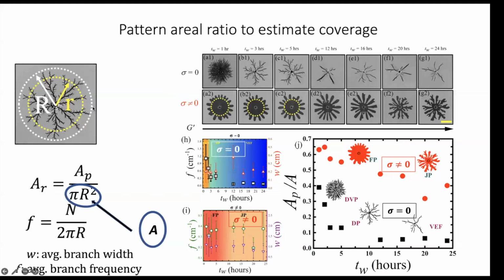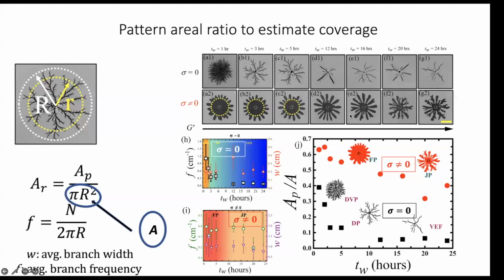We've also looked at this annulus here between the radii small r and big R, and we've calculated two other parameters. One is the average width of the branches in this annulus, and the other is the average frequency of the branches: how many branches do you have over this whole annulus?